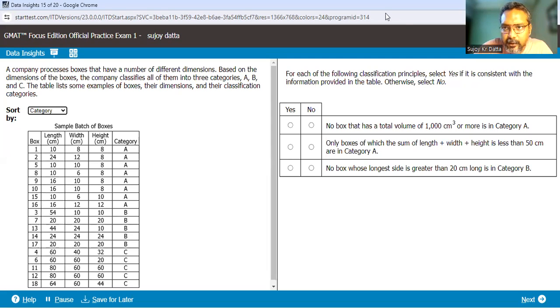All right. Let's quickly compute. 640. That's 288 times 8, which will be more than 1,000. Okay. Obviously. That's 800. That's 480. That's 160, 1280, 1280, 600. 144 times 16 is greater than 1000. Yeah, okay. All right. No box that has a volume of 1000 or more is in category A. No.